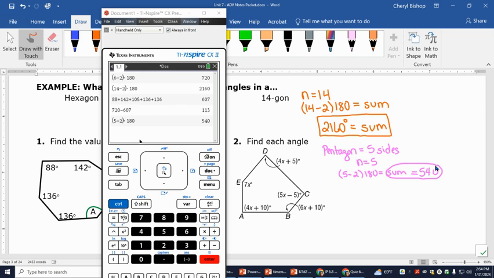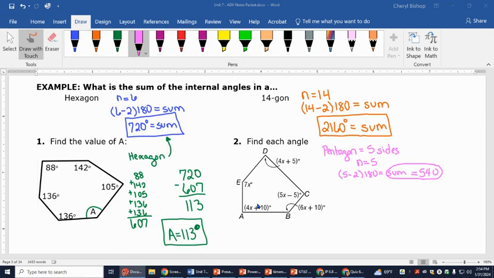That is not the answer to this problem. This problem wants me to find each angle. So I know if I add all 5 of these angles together, I'm going to have a sum of 540 degrees. So when I add A, oops, I wanted to switch colors.